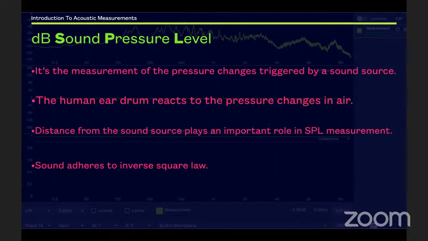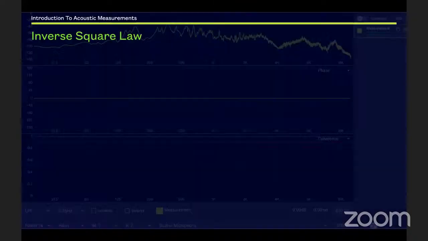Distance from the source plays a very important role in SPL because of something known as the inverse square law. How many of you remember the inverse square law? Can anyone tell me the basic definition of it? Okay, so simple thing, we know there is a 6 dB drop as you double the distance. Now what happens exactly?